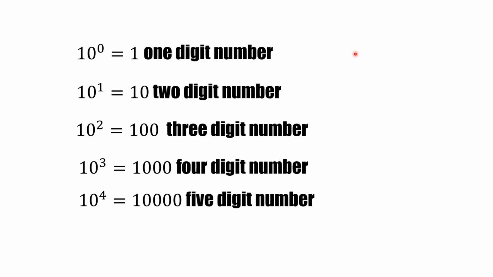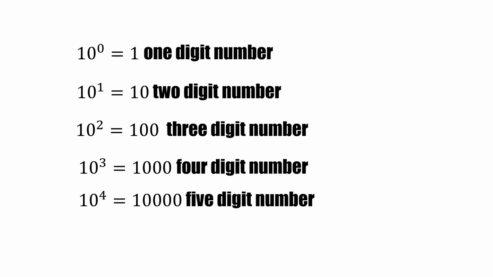Let's put it all together. The number of digits is always one more than the exponent of 10. 10 to the power of 0, one digit. 10 to the power of 1, two digits. 10 to the power of 2, three digits. 10 to the power of 3, four digits. 10 to the power of 4, five digits. The exponent tells you the number of digits minus 1.